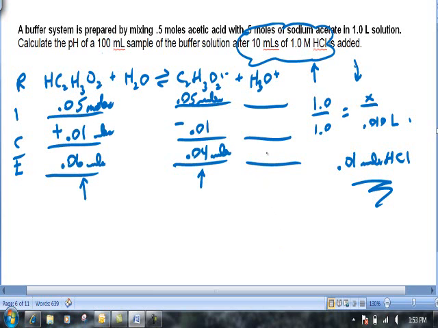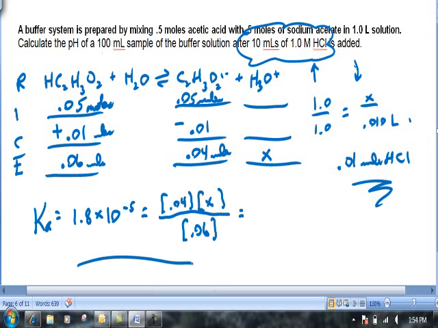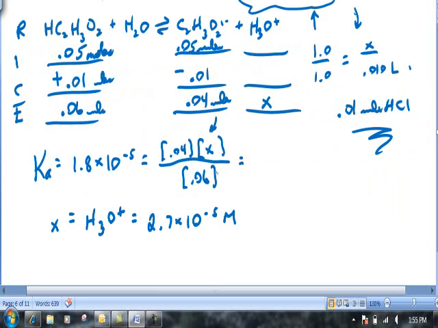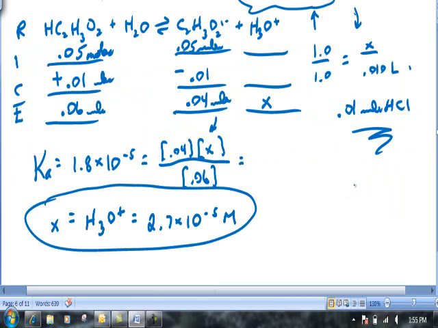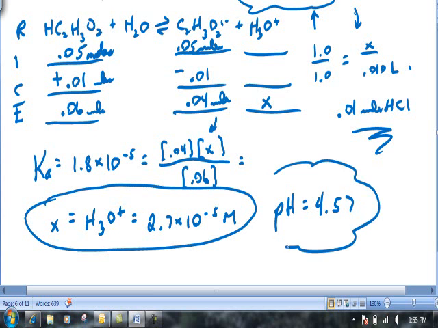The H3O+ is going to be X, whatever the value needs to be once the system reestablishes equilibrium. We can set up our Ka expression, solve for X, which is our H3O+ concentration. Our H3O+ comes out to be 2.7 times 10 to the negative fifth molar. And our pH after the addition of the hydrochloric acid is now a pH of 4.57.